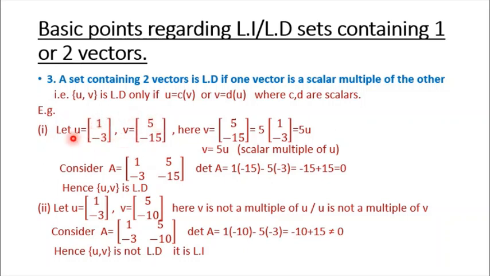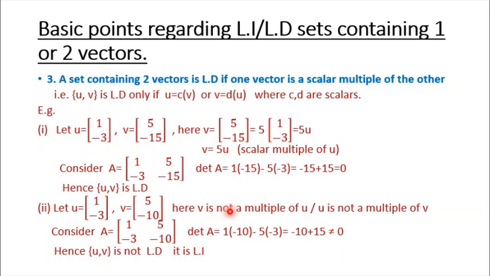Now let us make a little change in this. Let u be (1, -3), the same, but I will take v as (5, -10). Then can I write it as in the previous case? 1 into 5 is 5, but -3 into 5 is not -10.